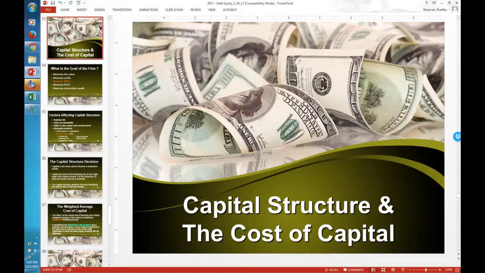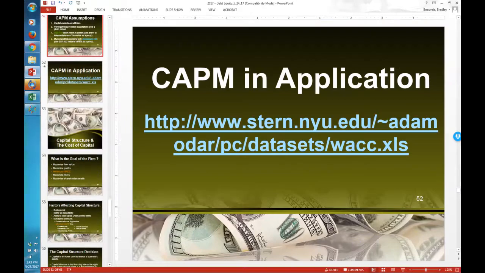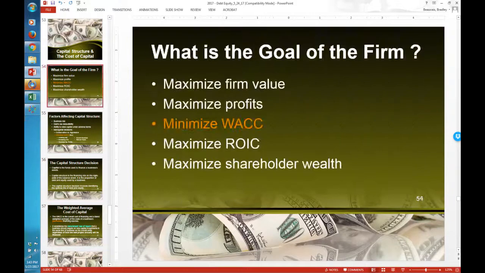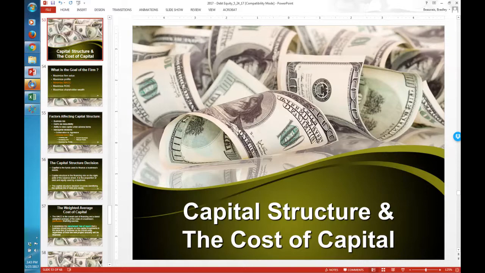Okay, welcome back, ladies and gentlemen, to capital structure and the cost of capital. Now, you'll find this connected to our debt and equity slide deck. Put them together basically because there is an obvious connectedness between our debt and equity financing decisions and what the eventual impact is on the cost of capital.